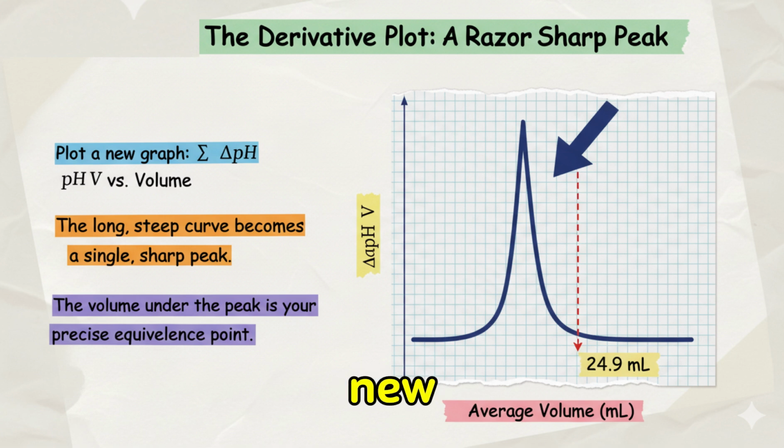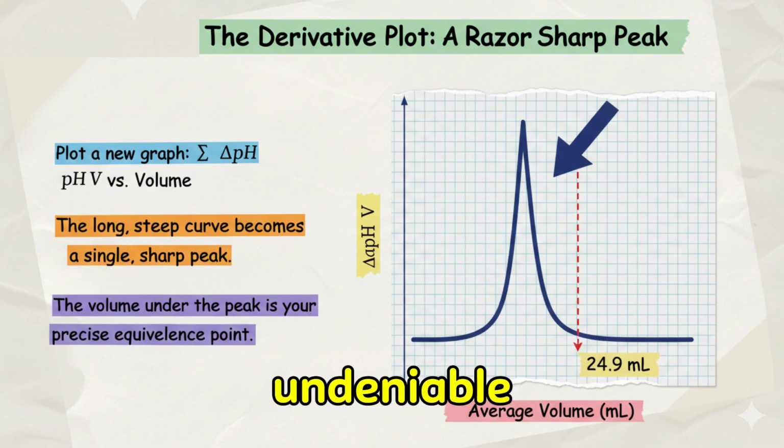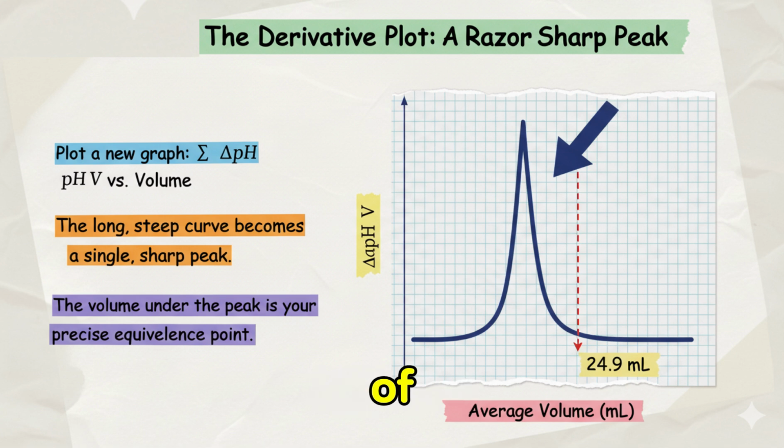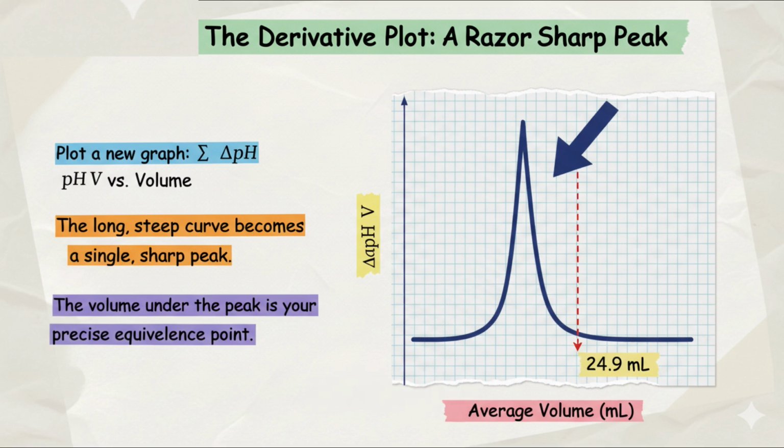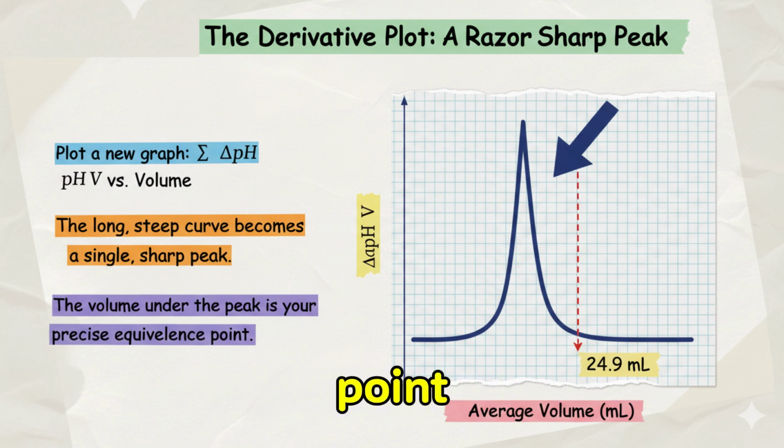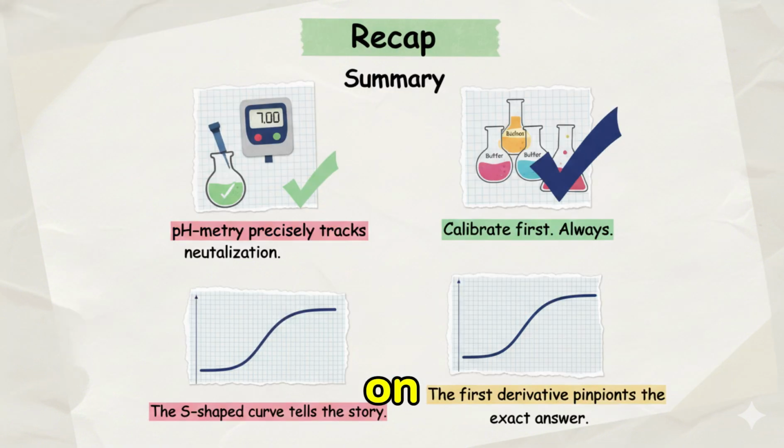Look at what this new graph gives us. Instead of a long, steep section that's hard to judge, we get a single, undeniable, razor-sharp peak. The highest point of this peak corresponds to the point of maximum change. The volume on the x-axis directly below the top of this peak, that's your precise equivalence point. Let's say it's 24.9 milliliters. Now that is an answer you can rely on.